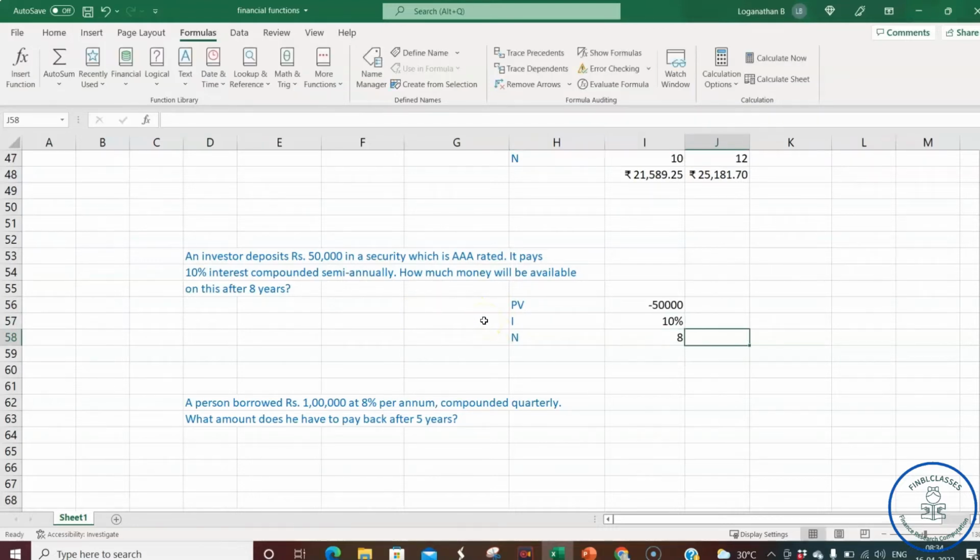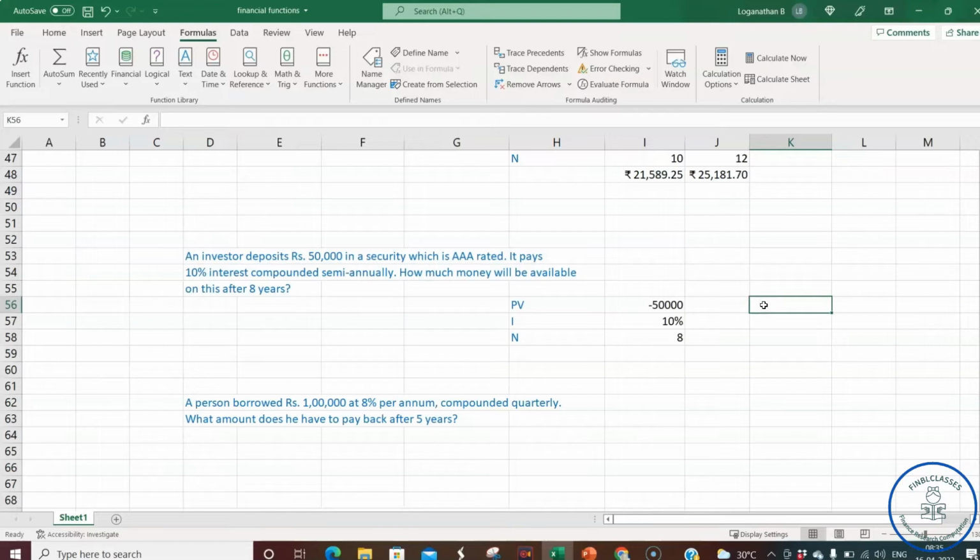So in this case, this has to be compounded semi-annually. We have to divide the interest by 2 and multiply the N by 2, right? 8 into 2 is 16, and 10% divided by 2 is 5%. So this value has to be entered.